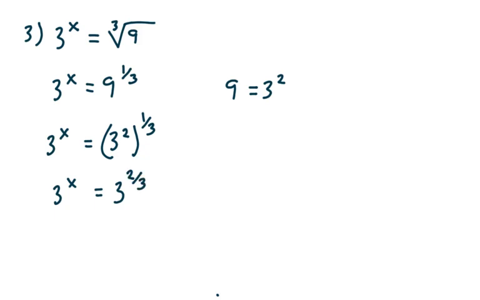Well, if we look, 3 to the x is equal to 3 to the 2/3. So x has no choice but to equal 2/3. Here, let's write that over here. So x equals 2/3. And that's example 3. Let's take a look at example 4.